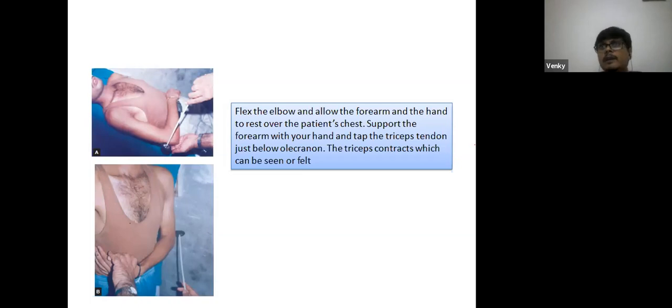In case of inverted triceps, elbow flexion will be present. Triceps reflex present means extension of the elbow. Inverted triceps means absent triceps with flexion of the elbow.